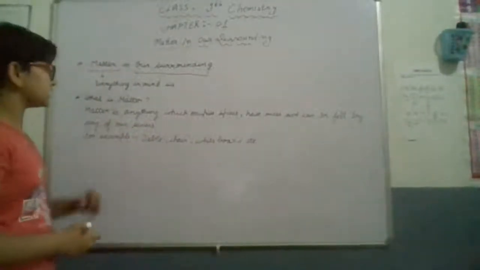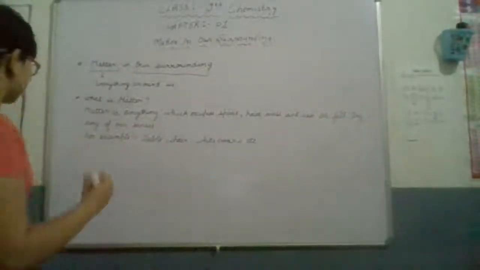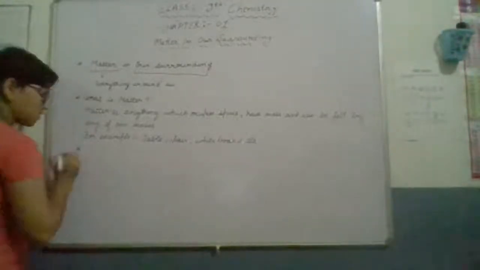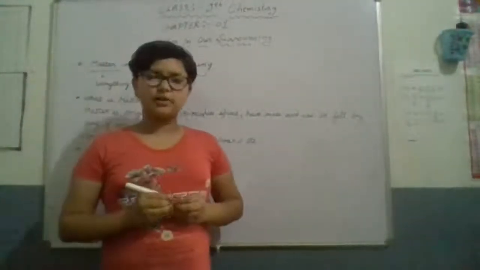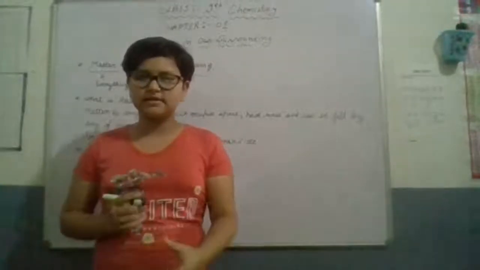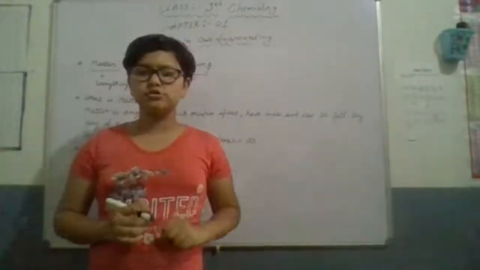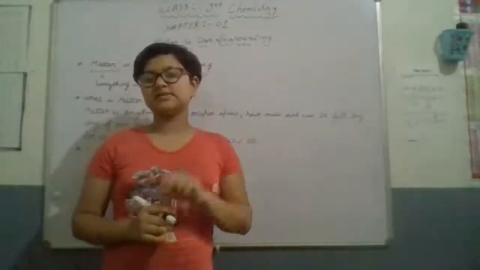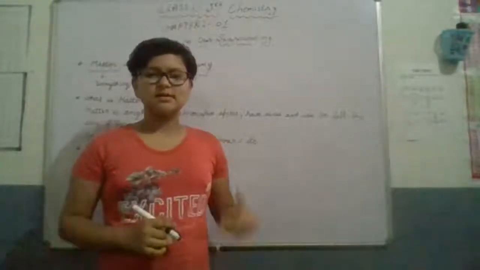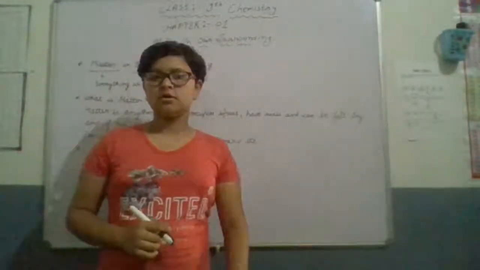So we have discussed matter. Ancient philosophers thought that matter is mainly composed of five major things, that is earth, sky, water, fire.